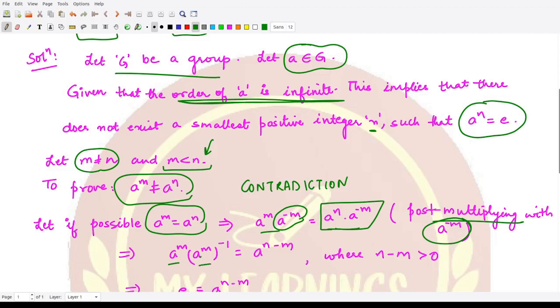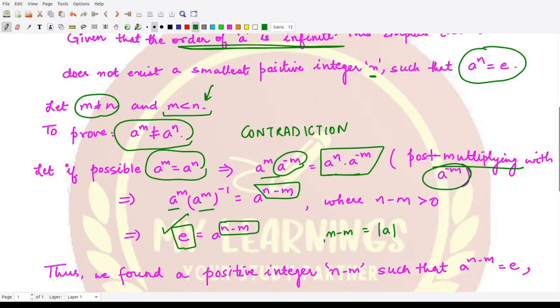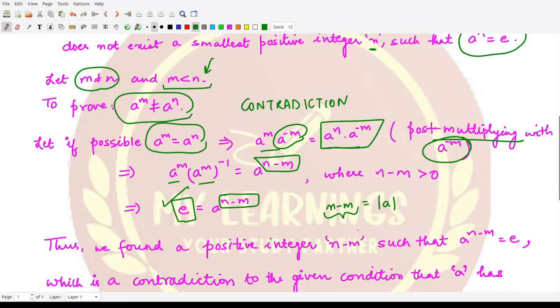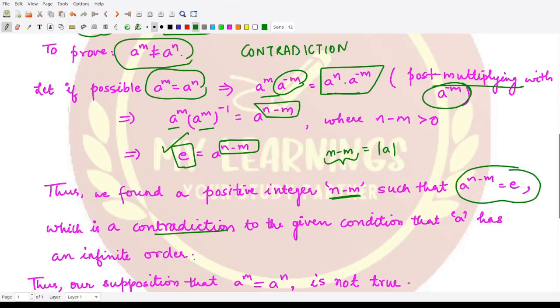Now you have the element and its inverse here. So it becomes the identity element, and moreover you see this is a positive integer, right? So you have obtained the power of a, which is some positive integer, and this would give you identity, right? So that means this n minus m becomes the order of a, correct? Which is a smallest positive integer of such kind. Thus we found a positive integer n minus m such that a raised to power n minus m would become identity. So this is a contradiction to the given condition, because a is given to be having an infinite order.